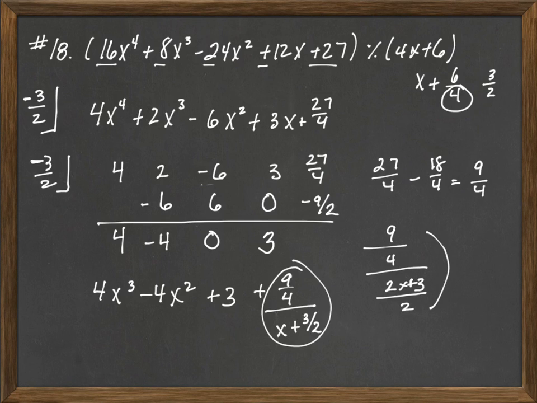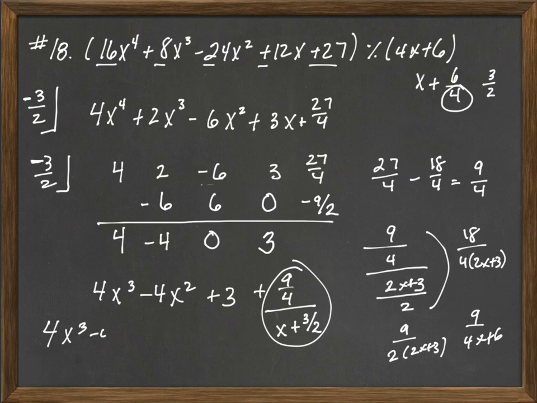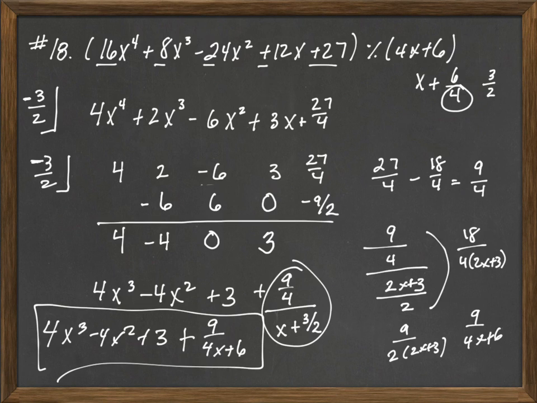And so let's use the complex fractions trick. That would be 18 over 4 times 2x plus 3, or 9 over 2 times 2x plus 3, 9 over 4x plus 6. So it's 4x cubed minus 4x squared plus 3 plus 9 over 4x plus 6. So a little more complicated, I think. It would be easier to have done that using long division, but I just wanted to show some of you who were jumping to that synthetic division trick. So there we go.